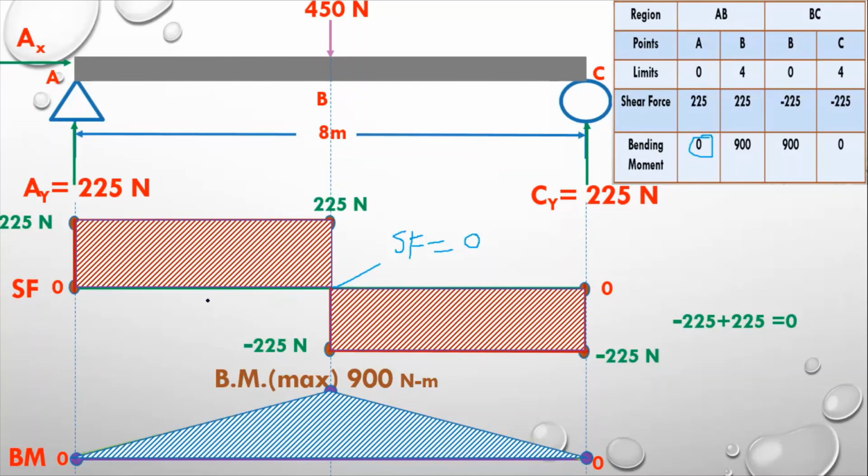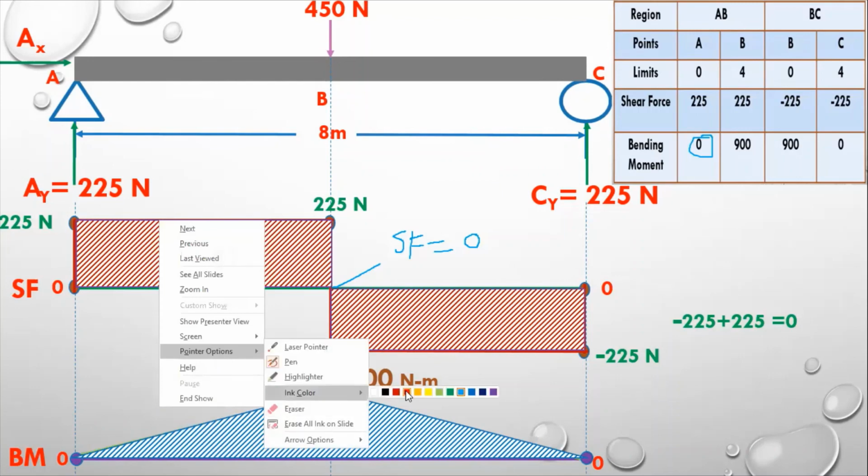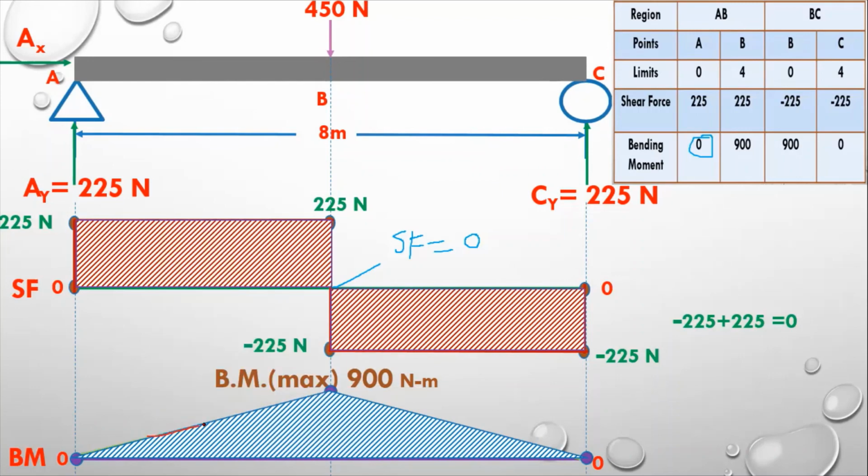So you can see all the values before the 4 meter should all be less than 900. You can see it is going up from here. Let me take another pointer color, for example red, and you can see the point is going higher here in bending moment, and then it is decreasing after that. So this is actually the peak of the mountain. So this will be 900 Newton meter. This will be your maximum bending moment. So this is the way to draw your shear force and bending moment diagram.